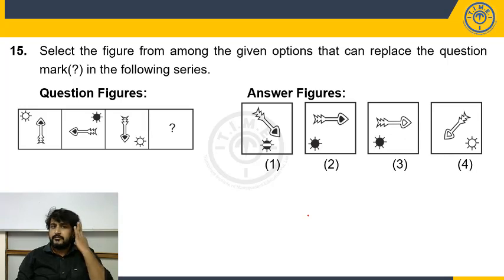15th one, select the figure among the given options that can replace the question mark in the following series. We have a symbol like a sun. Here it is unshaded, here it is shaded, here it is unshaded. But it is moving by one side.